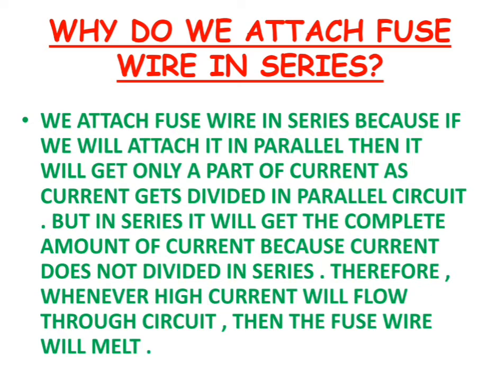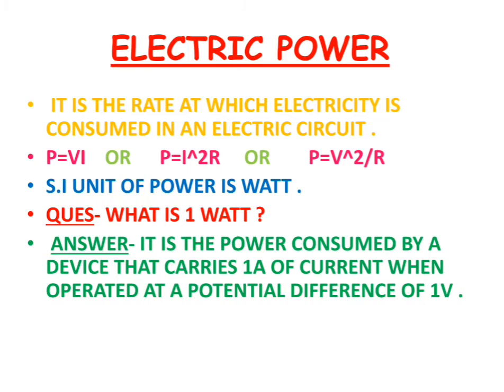Fine. Therefore, whenever high amount of current will flow through circuit, then the fuse wire will get the complete amount of current and hence it will be able to melt to save our circuit and our appliances. So I hope that you all have understood this. Moving ahead to electric power, like what is power?